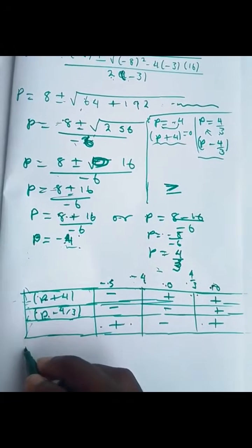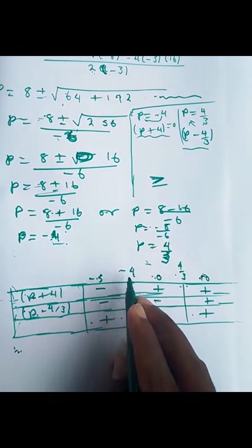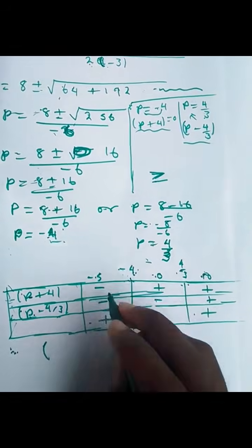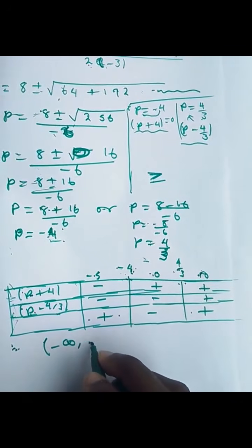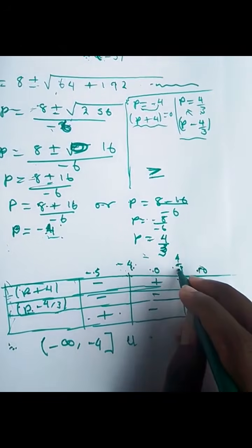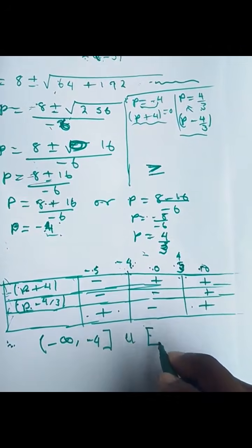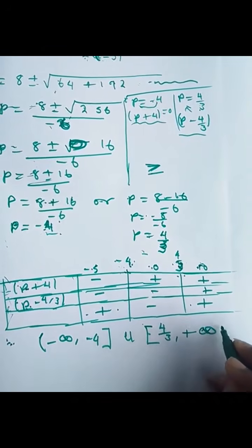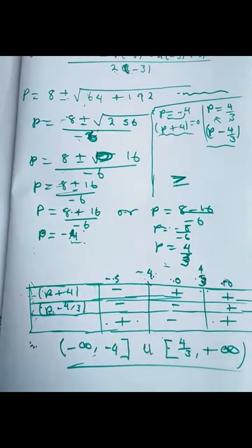So I'm just going to say, we start describing from negative, and since there's an equal sign here, this and this will be part of the solutions. So from negative 4 to negative infinity, going to negative infinity, starting from negative 4, which is part of the set. And then from 4 over 3, which is part of the set, going to positive infinity, like this. Okay, so this is the range of values of p. I hope it makes sense.